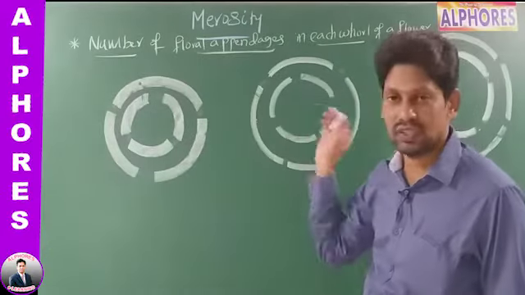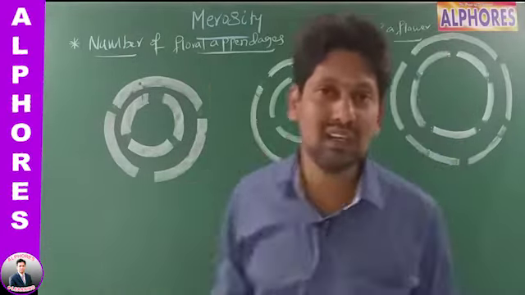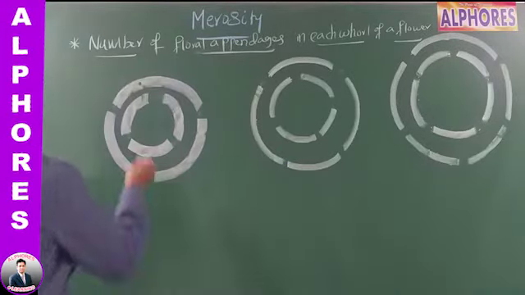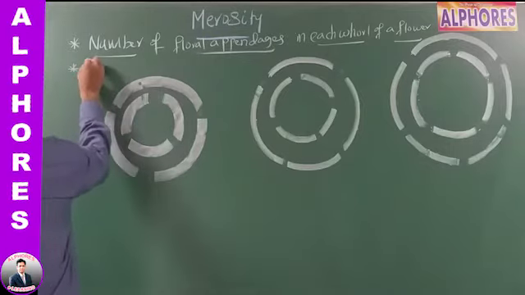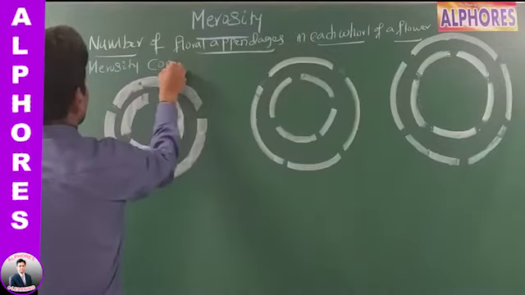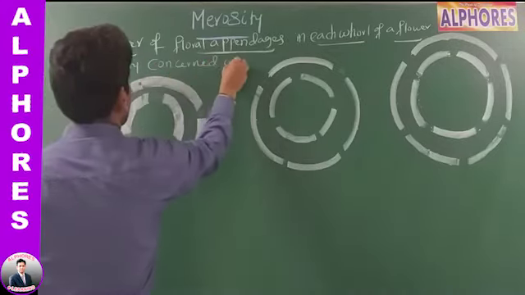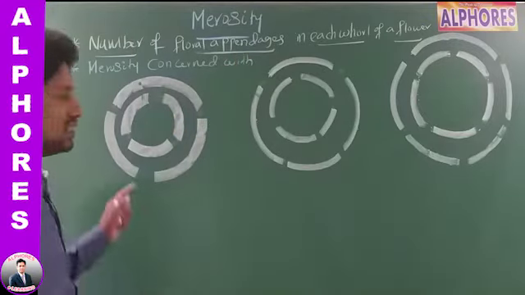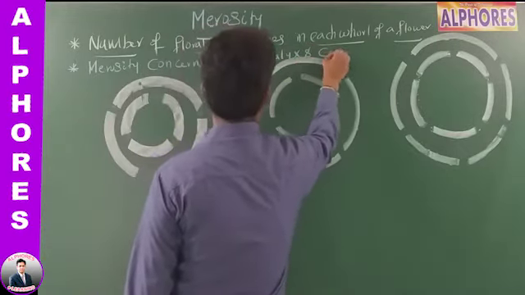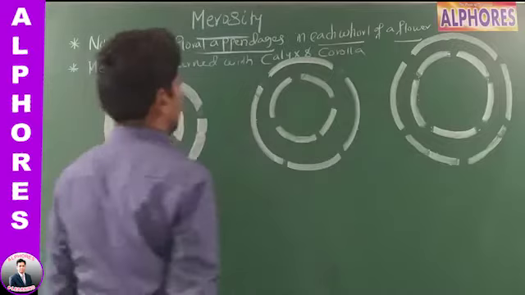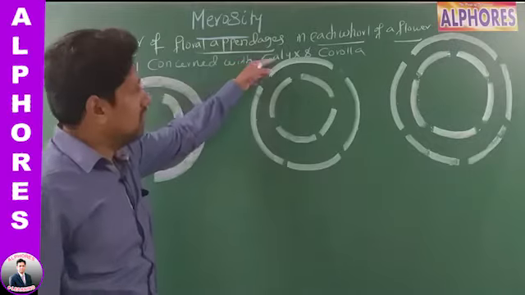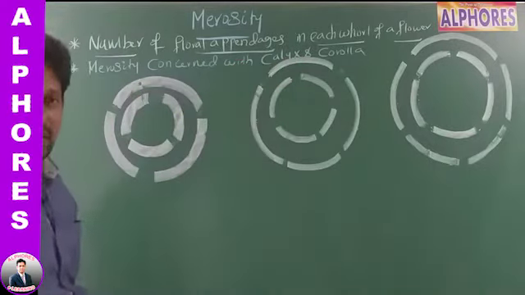That is called merosity. Sir, merosity is concerned with calyx and corolla. Merosity is concerned with what, sir? Calyx and corolla. What does it mean, sir? Calyx is made up of what? Sepals, right? Corolla is made up of what? Petals. Okay, now listen to the statement.